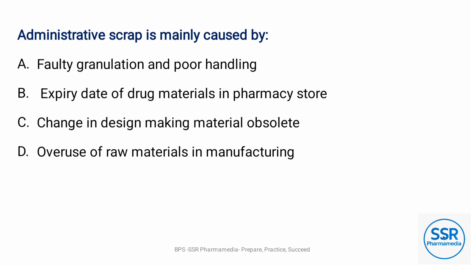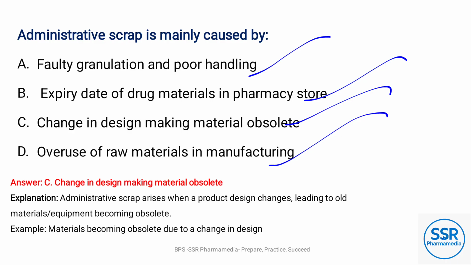Next question. Administrative scrap is mainly caused by a faulty granulations and poor handling. Option B. Expired data of drug materials in pharmacy store. Option C. Change in design making material obsolete. Option D. Overuse of raw materials in manufacturing. So the answer is option C. Change in design making material obsolete.